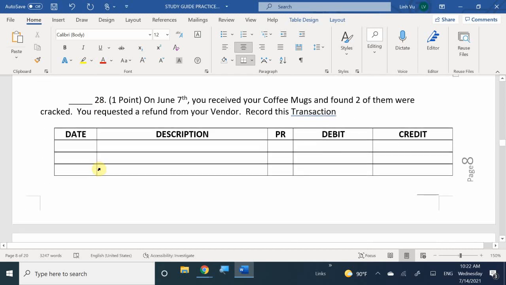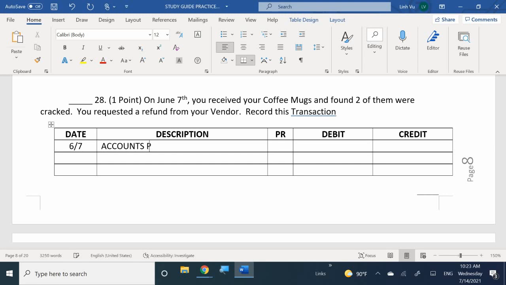Good. So then question number 28 says, on June 7th, you received your coffee mugs and found that two of them were broken, were cracked. And you requested a refund from your vendor. So how are you going to record this transaction? You're going to debit accounts payable and credit mugs. Again, this is assuming that all of these questions are related.